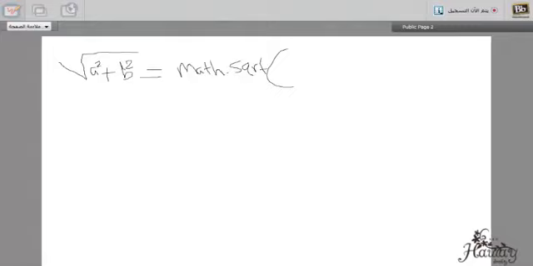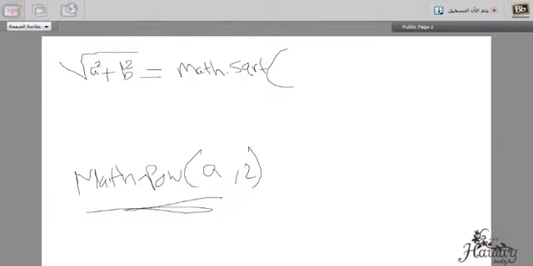But then, for the power, you're going to have to use Math.pow. Theoretically, you should write Math.pow(a, 2), so you indicate a to the power of 2, but this is long to do. So for a shorter form, just say a times a plus b times b. It's very easy.